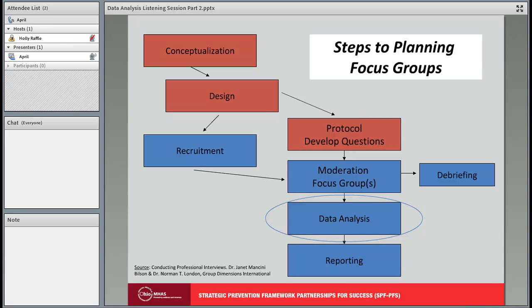Just as a reminder, these are the steps in planning a focus group. We've covered the major aspects of planning and conducting focus groups already. As you can see, the flowchart lays out the steps in the process. The red steps were completed by us here at OSET to help expedite the process for you, but we hope that moving forward, you'll be able to accomplish these steps on your own. So we're still in the data analysis stage of this process, but we're just moving a little bit deeper into our data now.